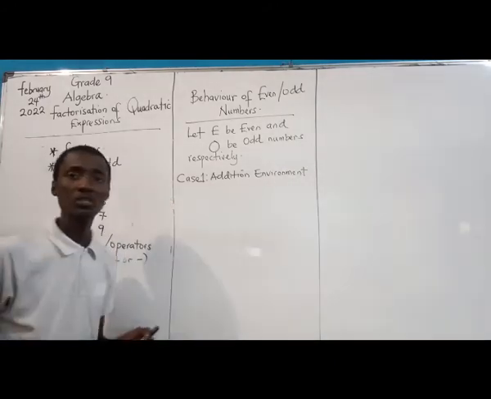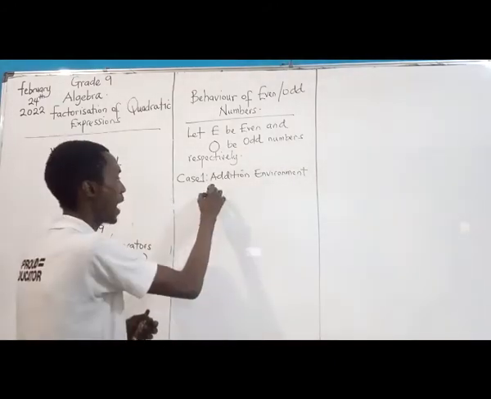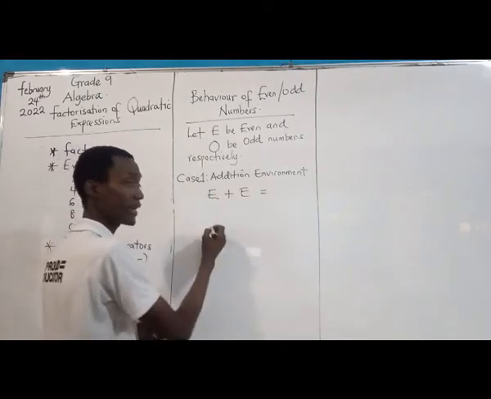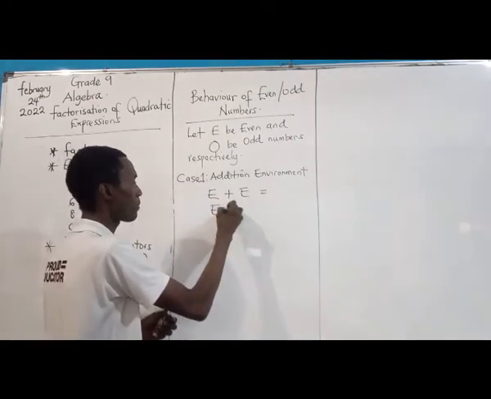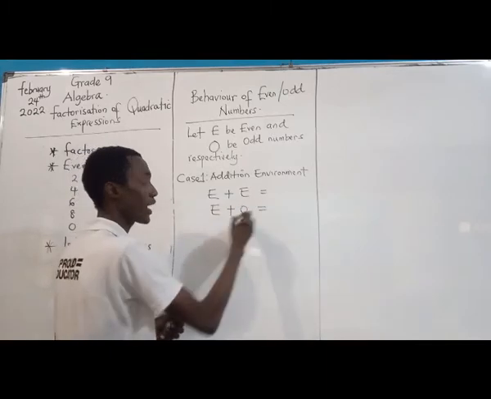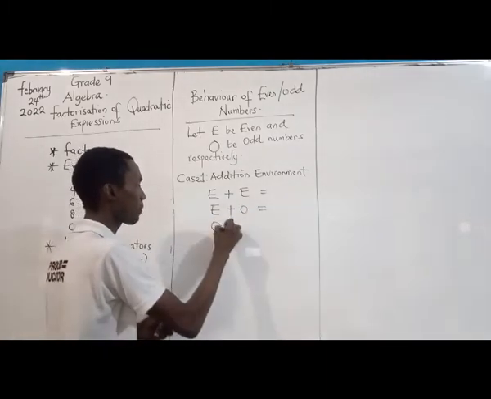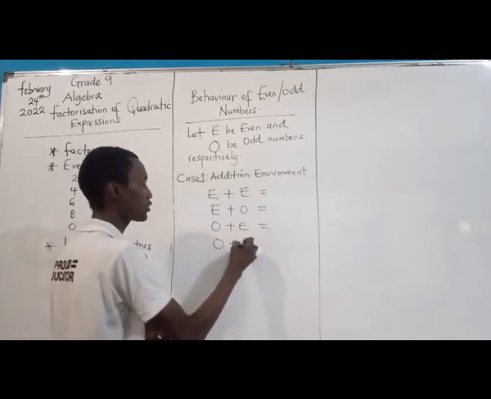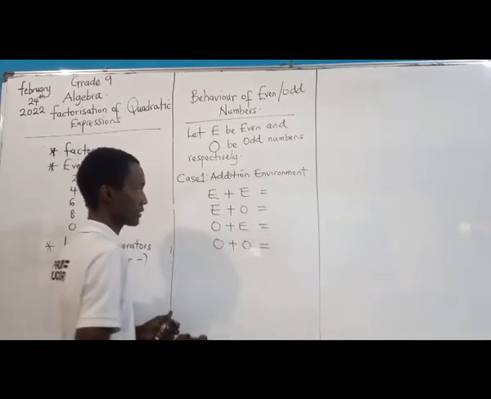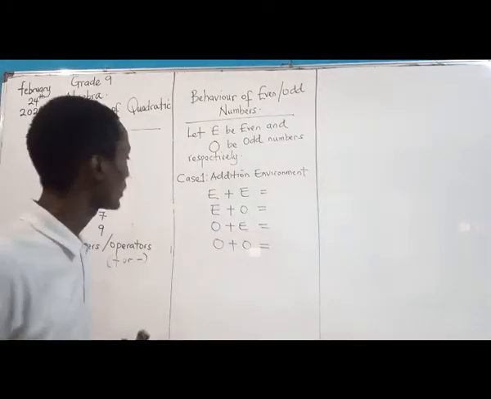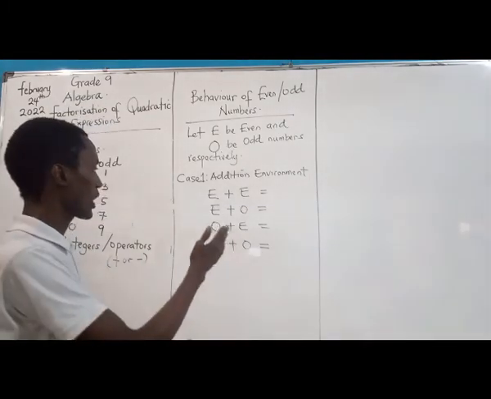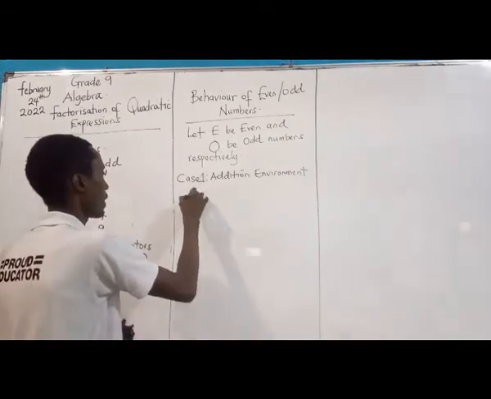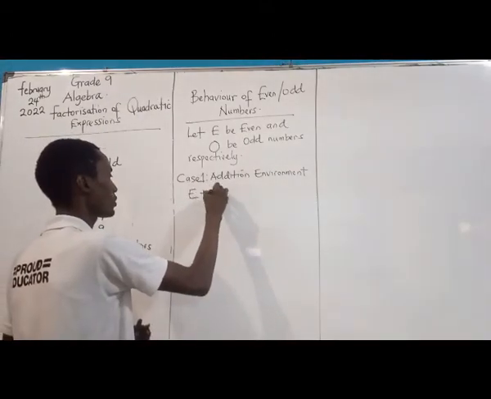So what happens in the addition environment? I pick an even number, I add it to another even. What do I get? I pick an even number, I add it to an odd number. What do I get? I pick an odd number, I add it to an even number. What do I get? And I pick an odd number and add it to an odd number. What do I get? Alright, I've thought of a better way to handle this so that we don't waste so much time.